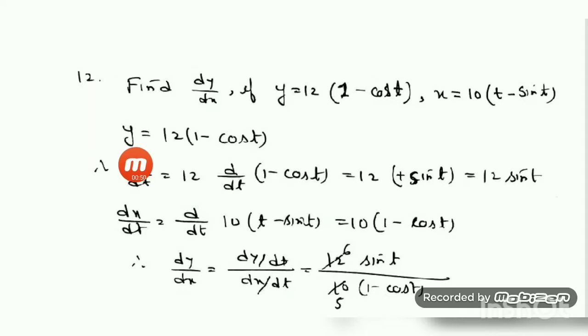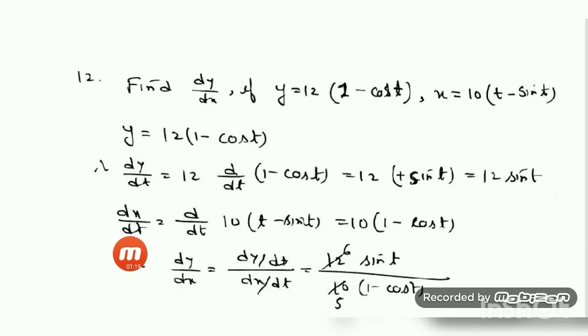That's why we first consider y, that is 12 into (1 − cos t), and since t is the parameter, we take the differentiation of y with respect to t. That is d/dt of y, which is equal to 12, a constant, coming out, d/dt of (1 − cos t). On taking differentiation, 12 is as it is, d/dt of 1 is 0 and minus d/dt of cos t is minus (−sin t). So the result is plus sin t. That means we got 12 sin t.